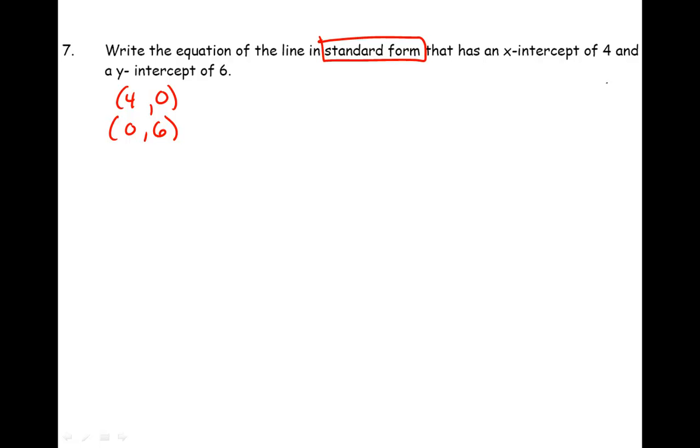Now that I have 2 points, I need to find the slope. y2 minus y1 over x2 minus x1. Substitute in your information. 6 minus 0 over 0 minus 4.